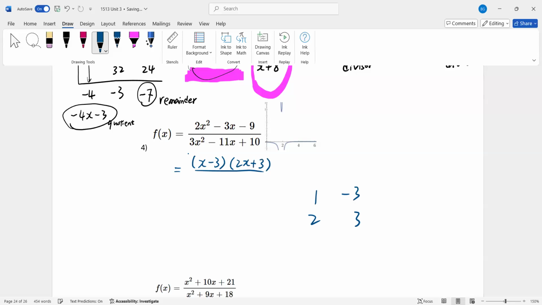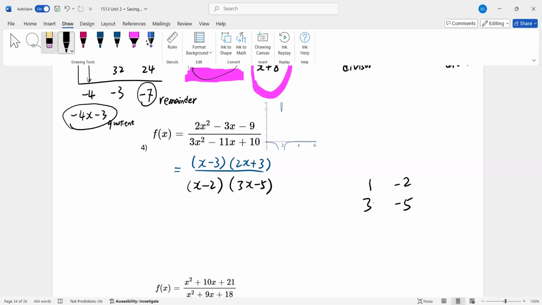You can use whatever method you feel comfortable with to factor it. And the denominator is also a quadratic trinomial. Negative 6, negative 5, negative 11. So the denominator can be factored as x minus 2 times 3x minus 5. Double check. Negative 6, negative 5, negative 11. And for this one, negative 9, negative 6, plus 3.